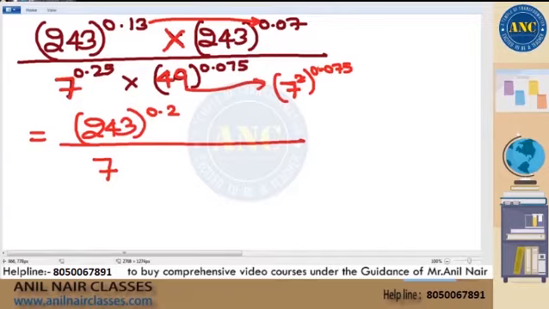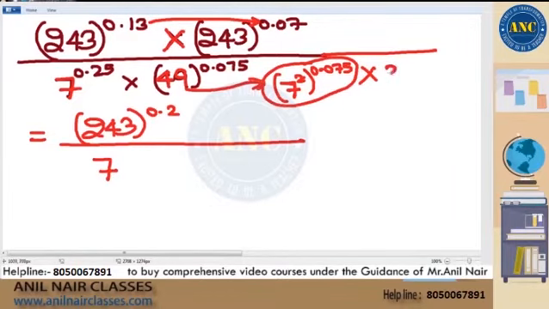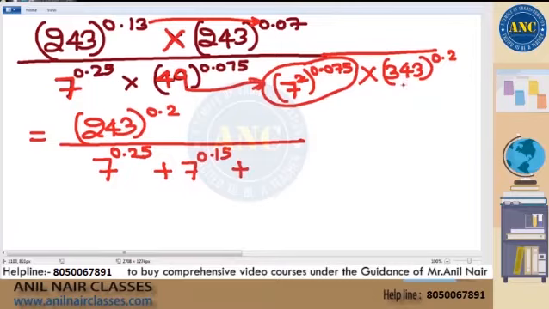Now another term I forgot to write in the denominator, sir. So another term which is given is 343 to the power of 0.2, right? So that means first term is 7 power 0.25. This is 7 square to the power of 0.075, which is 7 power 0.15. And this is 7 cube to the power of 0.2. It is 7 power 0.6.